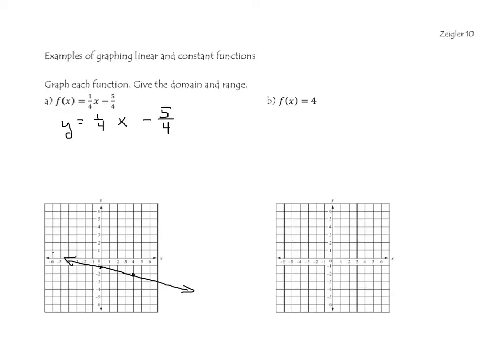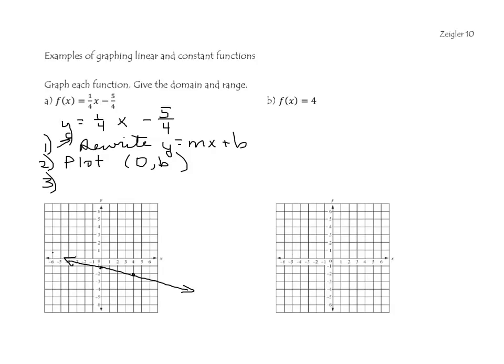So your steps are, first you rewrite in y = mx + b. Then you do what you know how to do. You plot (0, b), and then you use your slope to count up and over or down and over. So I'm going to just say use slope to find the next point. And then you can draw your line.